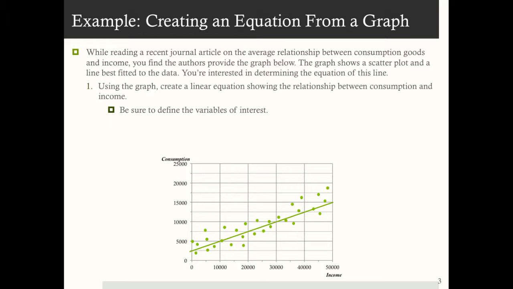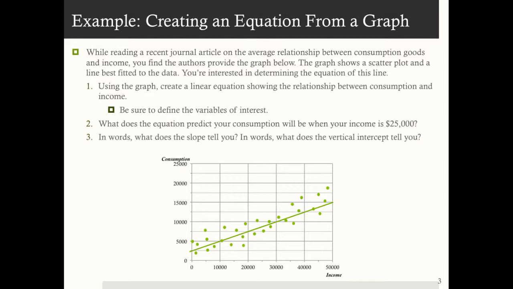The first thing you want to do when you have a graph like this is define the variables of interest. So we're not working with just x and y here. We actually have two named variables, income and consumption. Then we'll answer: what does the equation predict your consumption will be when your income is $25,000? Then in words, what does this slope tell you? In words, what does the vertical intercept tell you? So let's start to interpret these graphs.